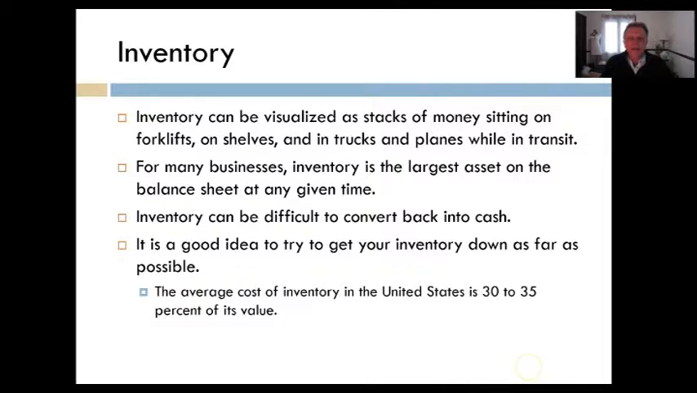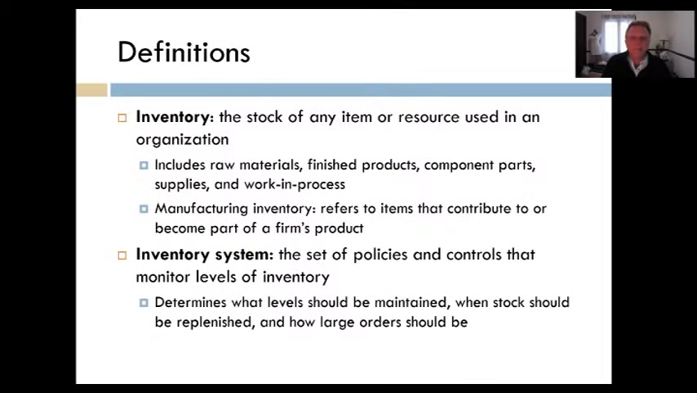Most businesses, if you look on the balance sheet, underneath the assets and look at inventory, it's usually the largest item sitting there. And if you look at a dollar candy bar sitting on the shelf at the grocery store, that thing costs probably about 30 cents to actually produce, and you're going to sell it for $1. So it gives you an idea of the amount of money you have sitting around. And again, inventory is the stock of any item or resource that's used in an organization.